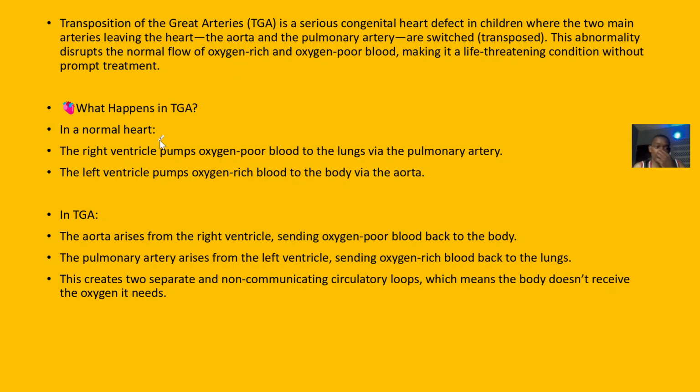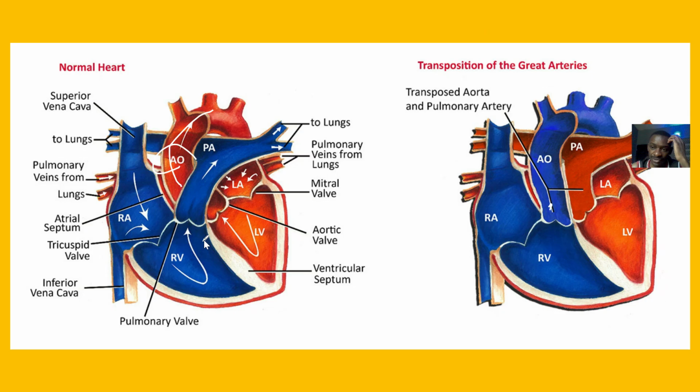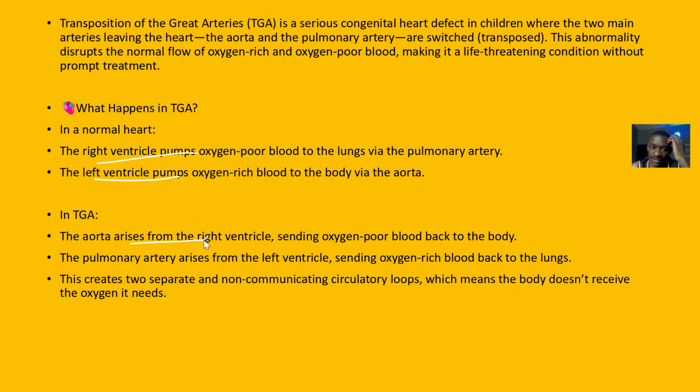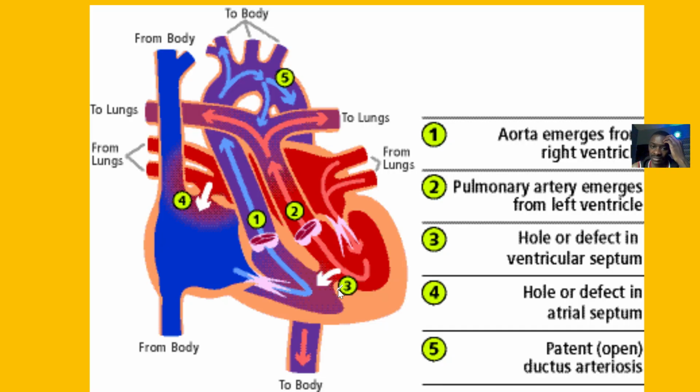Do you understand? So in normal heart, left ventricle pumps oxygen-rich blood, right ventricle pumps oxygen-poor blood. In this transposition of great arteries, aorta arises from the right ventricle instead of the left. Okay, pulmonary artery arises from the left ventricle instead of the right. So this creates two separate and non-communicating circulatory loops, which means the body doesn't receive the oxygen it needs.